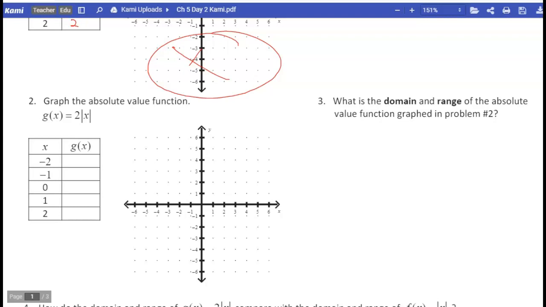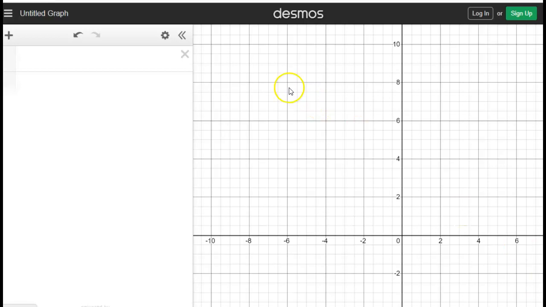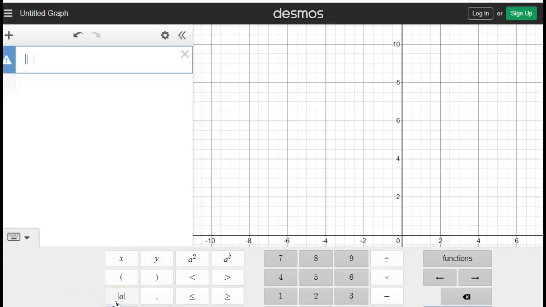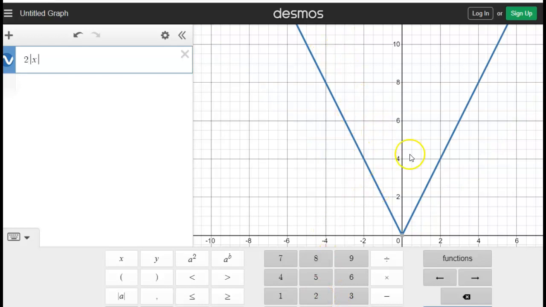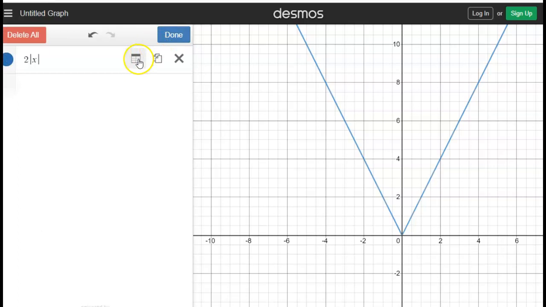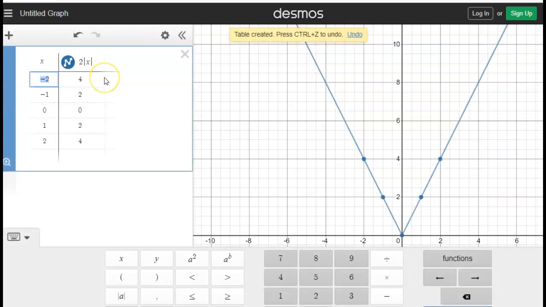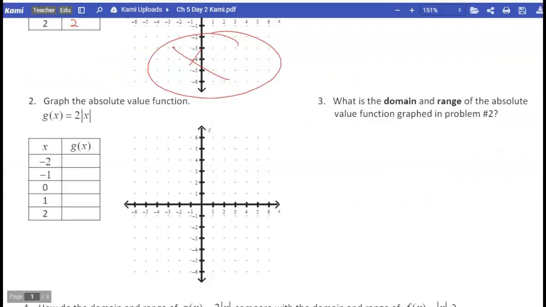Moving on to the next one. Okay, the next one is the absolute value of x. But this time, there's actually a number 2 in front of it. And you'll notice that all it does is make the graph narrower. So now we're going to count by 2's. So you got 4, 2, 0, 2, 4. So you come back over here, and it'll be 4, 2, 0, 2, 4. So now it's just a little steeper V like so.